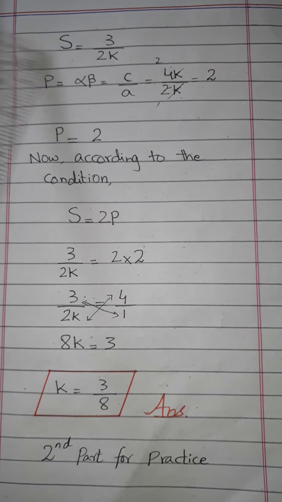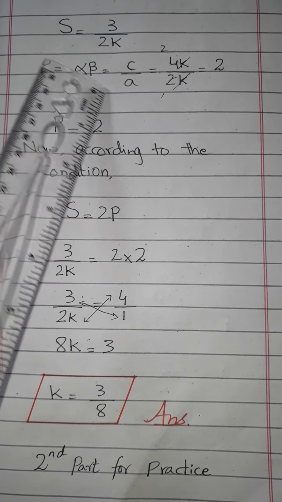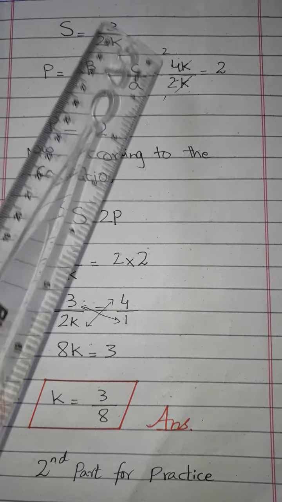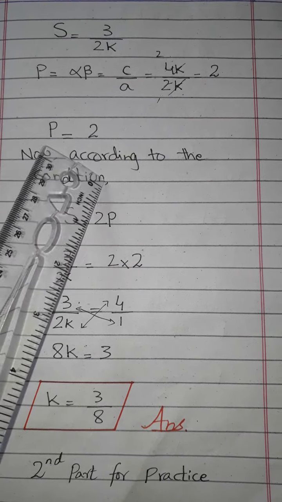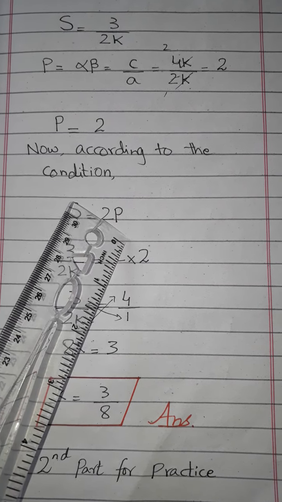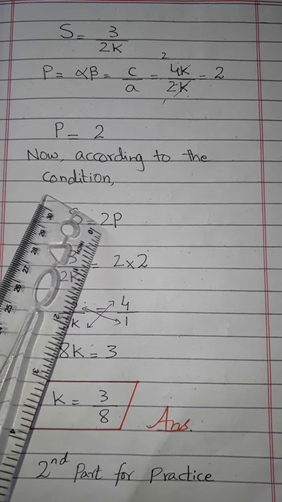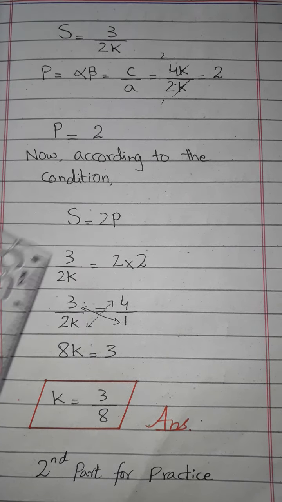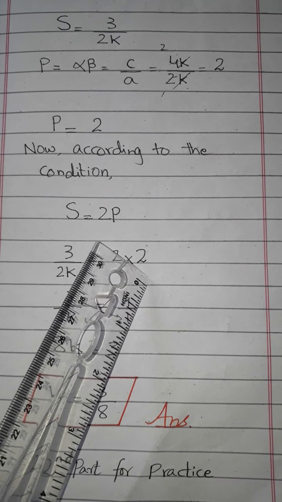It's the value of S. Now we find the product P, which is equal to alpha beta is equal to C by A. Put the values of C and A, we get 2. P is 2. Now according to the condition, S is equal to 2P, means sum is equal to twice of P.